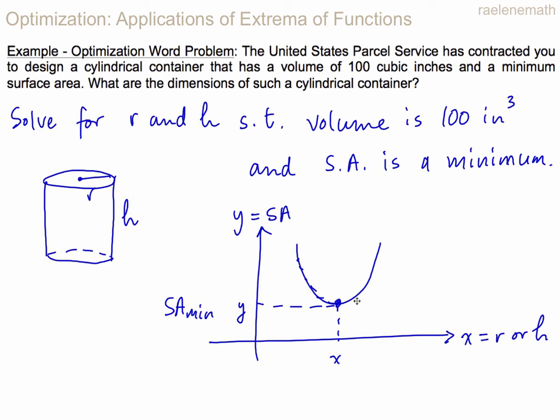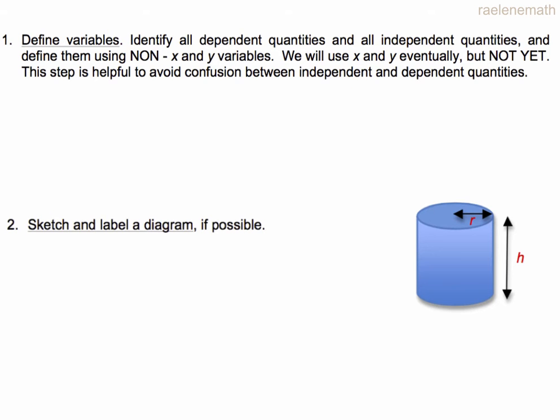area graph. Okay, so I've set up a few steps, and if we follow these steps, we'll be able to set up almost every optimization word problem. In the first step, we want to define the variables. If we can draw a sketch or label a diagram, we can combine these two steps into one. So here we have our cylinder with the radius and the height labeled. I'm going to use lowercase letters for the input variables and uppercase letters for the output variables.